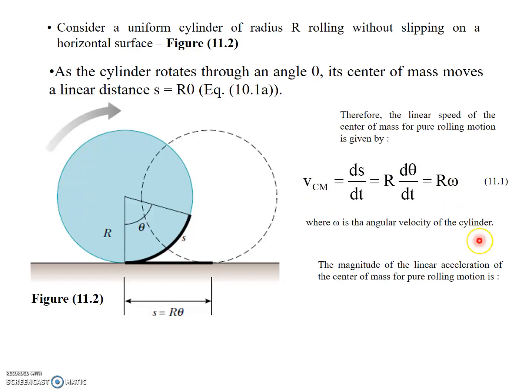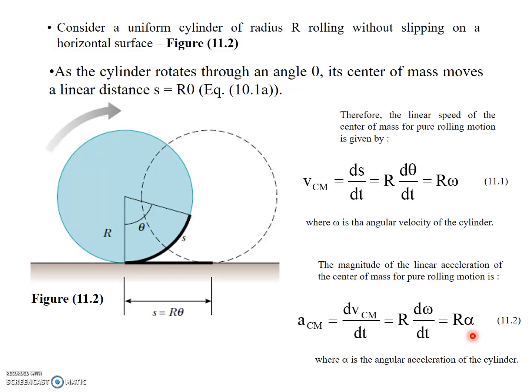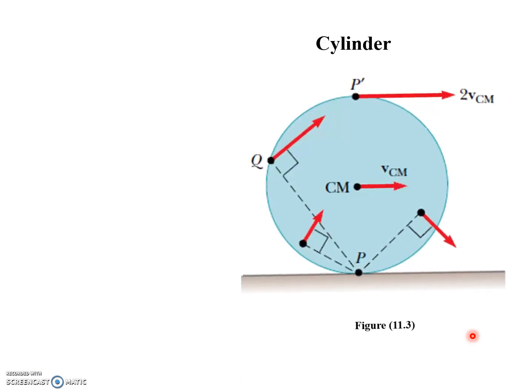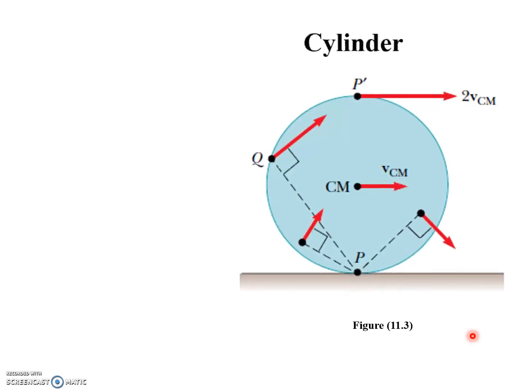And when we talk about the linear acceleration of the center of mass for pure rolling motion, we have Acm equals the differentiation of Vcm, where Vcm is r omega. r is constant, so we put it outside the differentiation, and we have d omega over dt, which equals r alpha, where alpha is the angular acceleration of the cylinder. And equation 11.1 holds whenever the cylinder or sphere rolls without slipping, and is the condition for pure rolling motion.